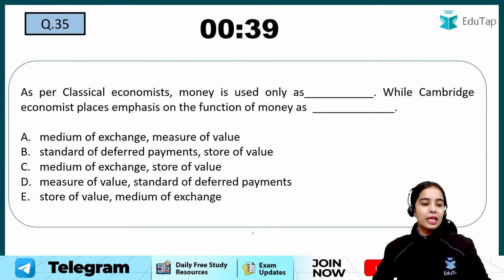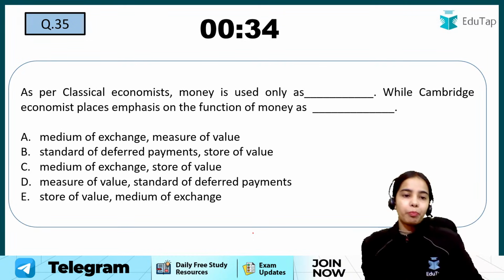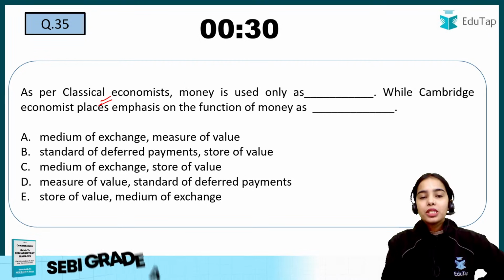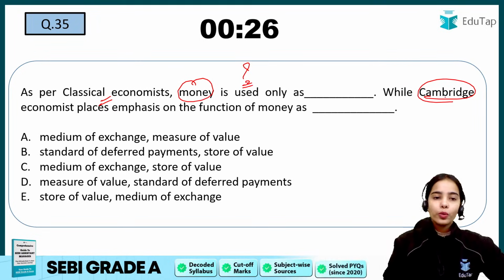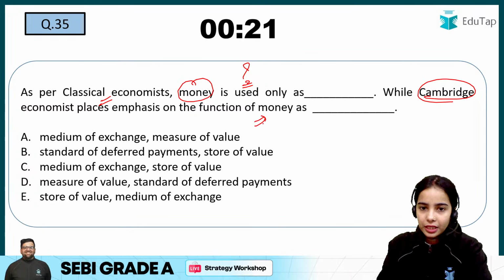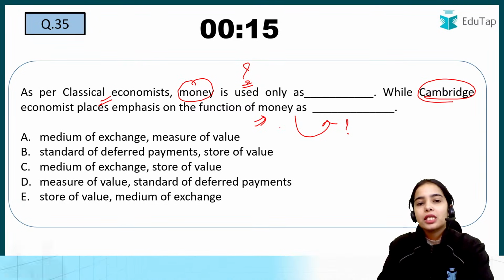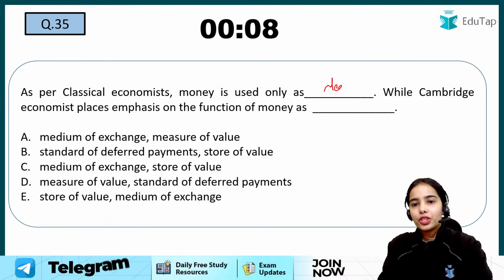Chalo. As per classical economist, money is used only as dash, while Cambridge economist places emphasis on the function of money as what? So as per classical economist, money is used for what? And as per Cambridge economist, as per Pigou and such, they say that the money is used as what? So you must know the theories. The basic idea should be clear that the classical economist believed that money is used only for transaction motive, is used only as medium of exchange.